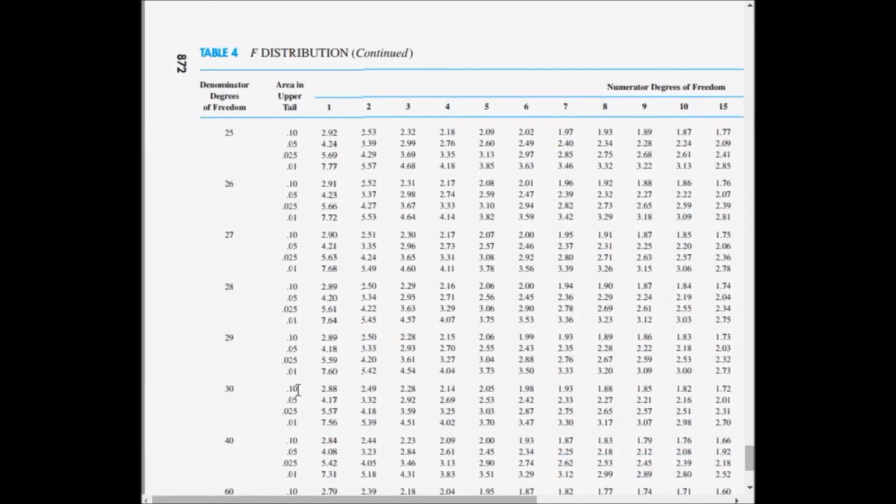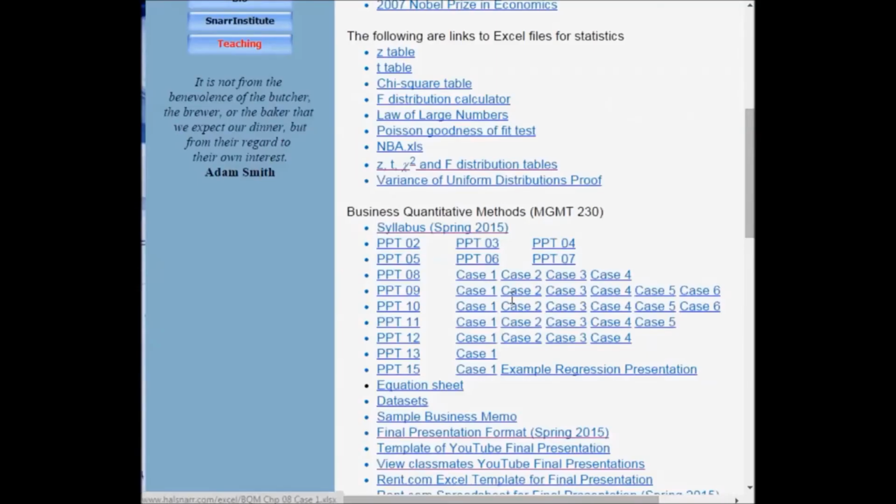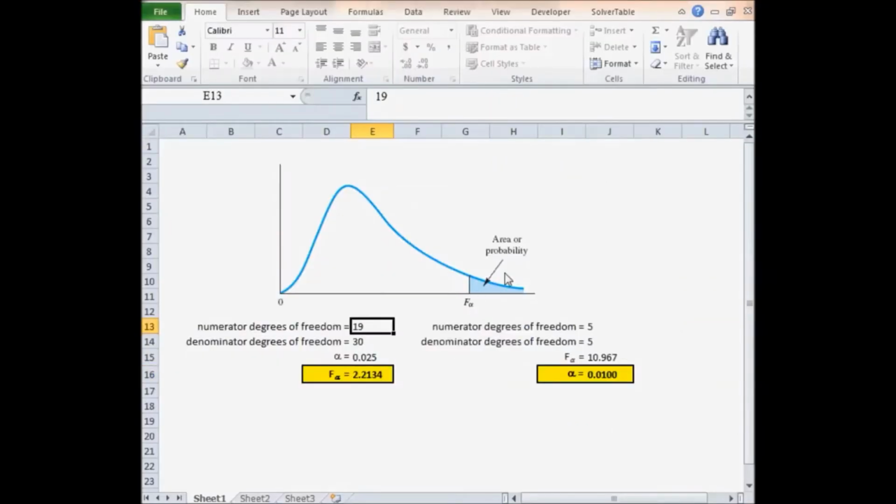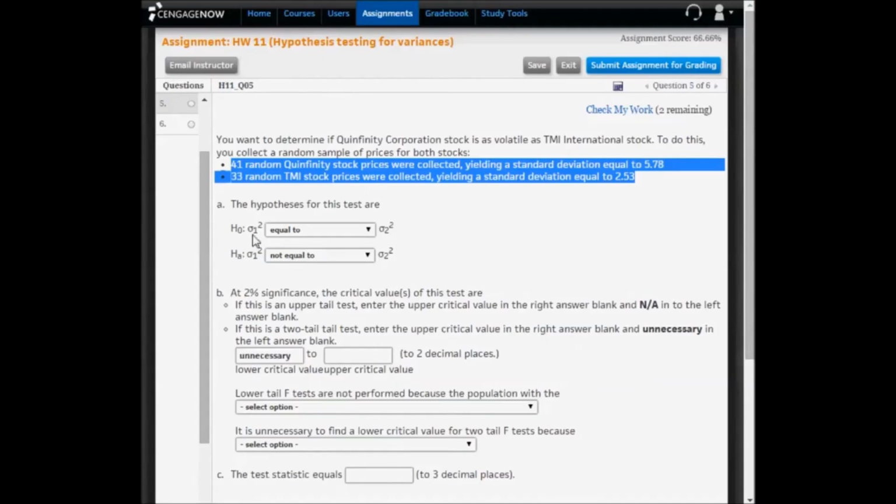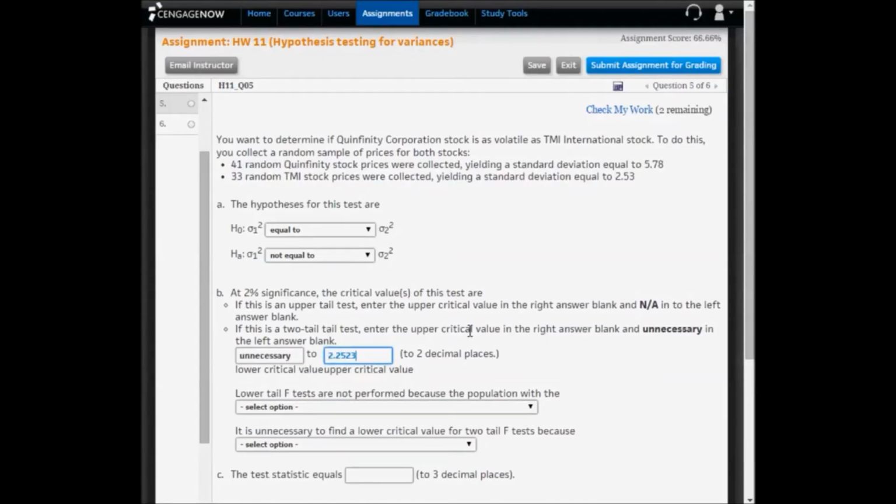I don't want to be close. I want to be exact. So if you go to my teaching website and click on F distribution calculator, enter 40 numerator degrees of freedom and 32 denominator degrees of freedom. The area in the upper tail is 0.01. So my F critical value is 2.523. And we only need 2 decimals, so I'm going to lop off the 3.